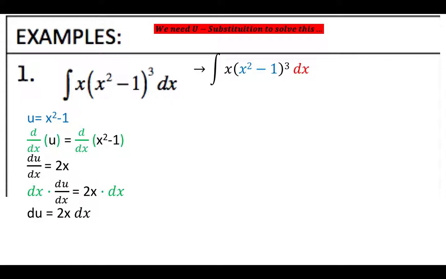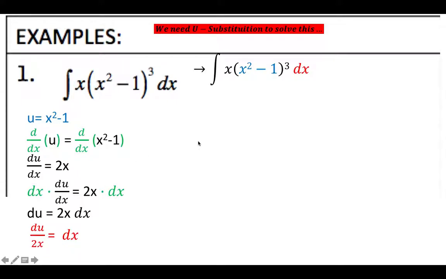Alright, so remember our goal. The next step in this process is that we need to solve for dx right here. In order to solve for dx, I'm going to divide both sides by that 2x, because that's in the way and we need dx by itself. There we go. Now dx is solved for. So dx is equal to du divided by 2x.